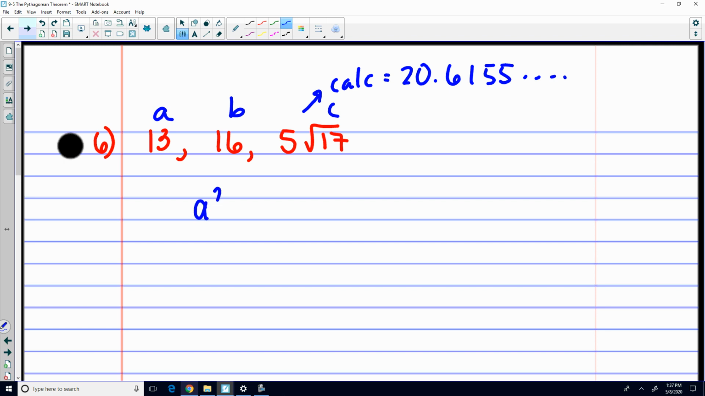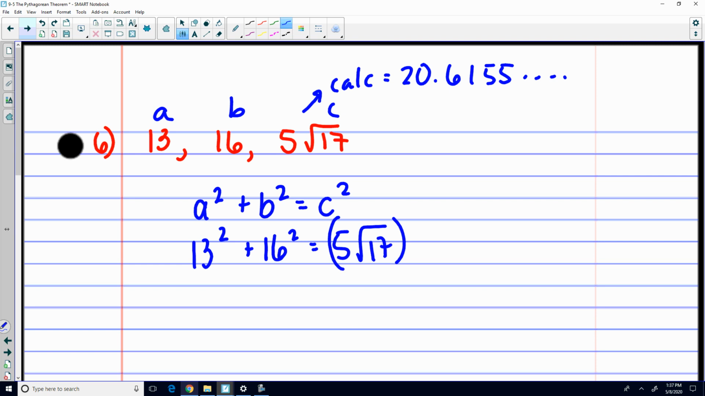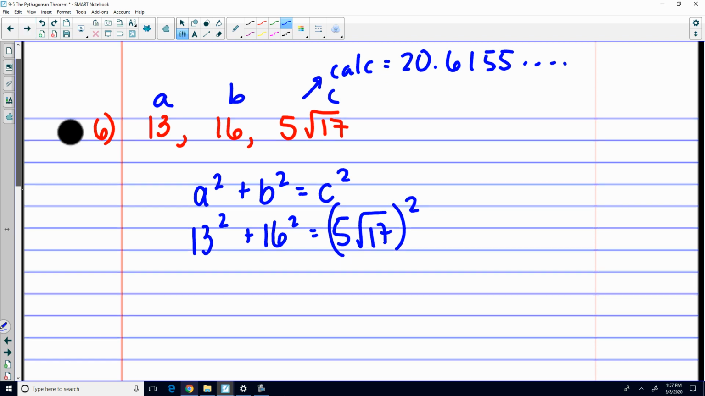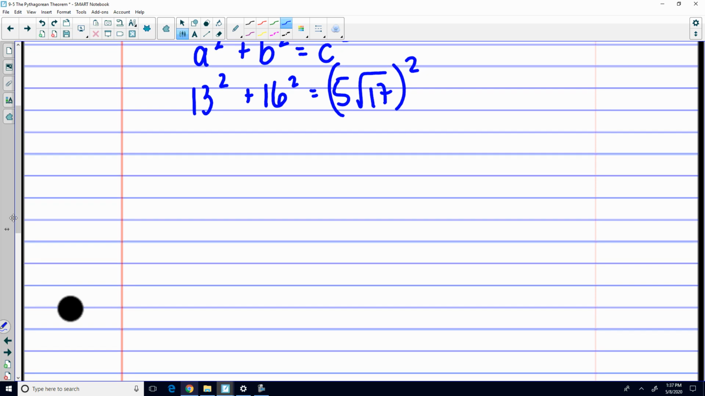Okay, so I have A squared plus B squared equals C squared. So I have 13 squared plus 16 squared. Does that equal 5 square root of 17? I'm going to put that in parentheses, squared. Try to square the whole number out. Let's figure it out. 13 squared is 169. 16 squared is 256.